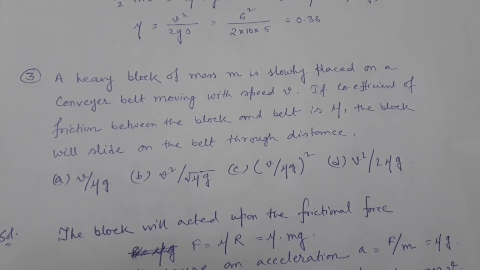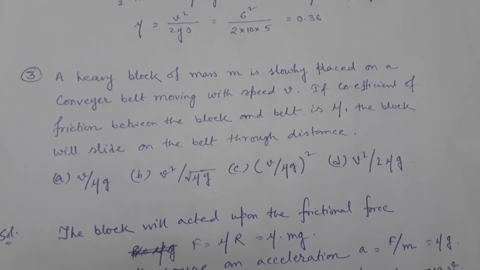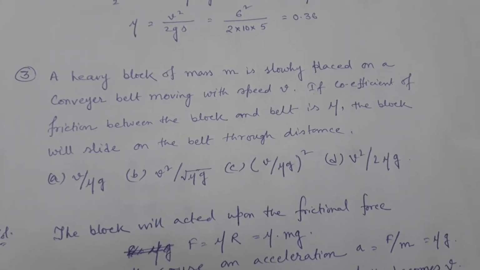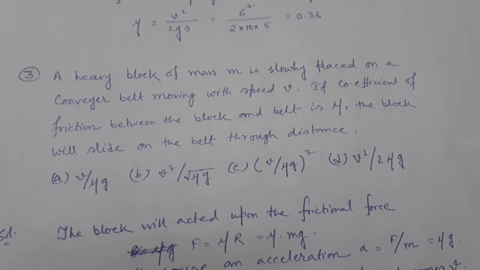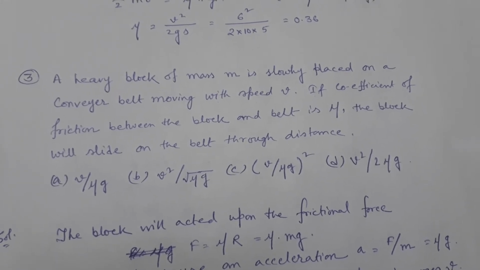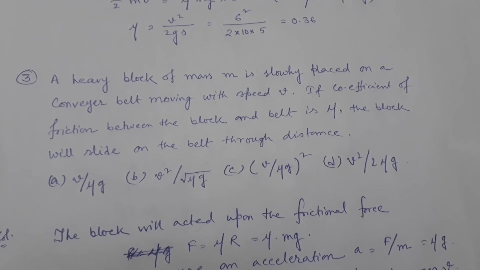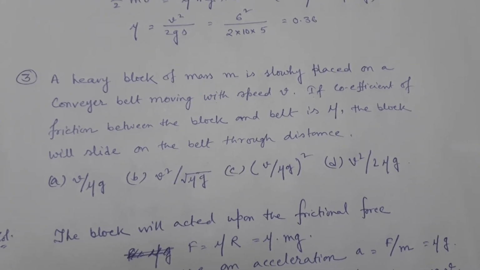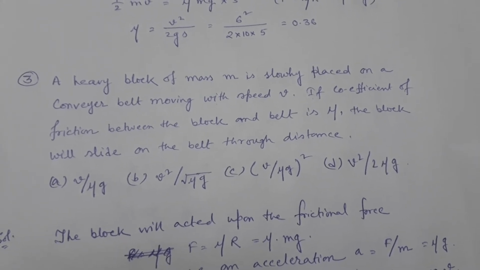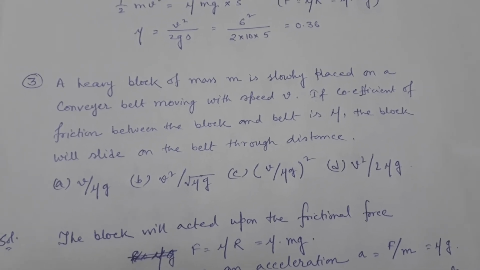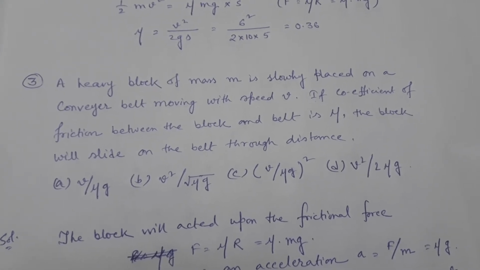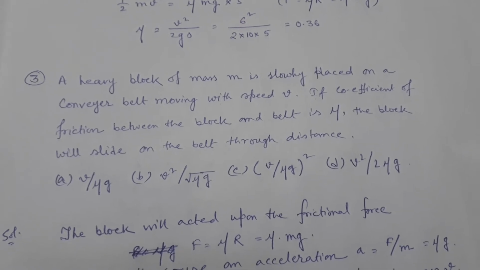This is the third problem. A heavy block of mass small m is slowly placed on a conveyor belt moving with a speed small v. If the coefficient of friction between the block and belt is mu, the block will slide on the belt through a distance. These are the 4 options.